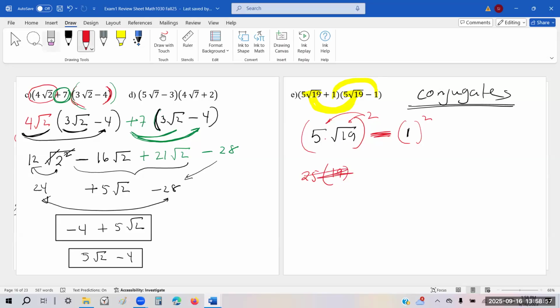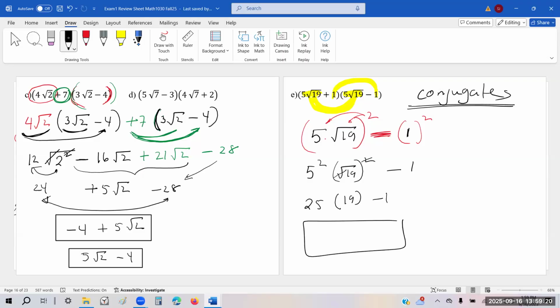Well, let me just write it out in case you cannot visualize. You have 5 squared, square root of 19 squared. So you see it's 25 times 19, because the radical and square kill one another. And now you have to do the multiplication manually again. So whatever you have, that's the answer. You really have to multiply manually.